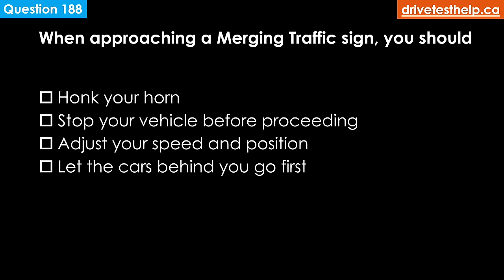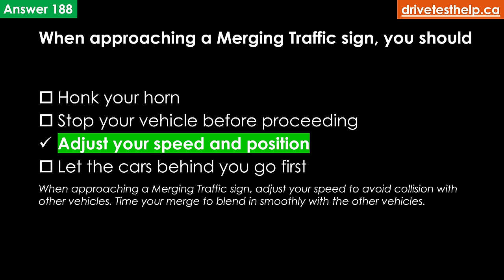When approaching an emergent traffic sign, you should honk your horn, stop your vehicle before proceeding, adjust your speed and position, let the cars behind you go first. The correct answer, adjust your speed and position. When approaching an emergent traffic sign, adjust your speed and position to avoid a collision with other vehicles. Time your merge to blend in smoothly with the other vehicles.